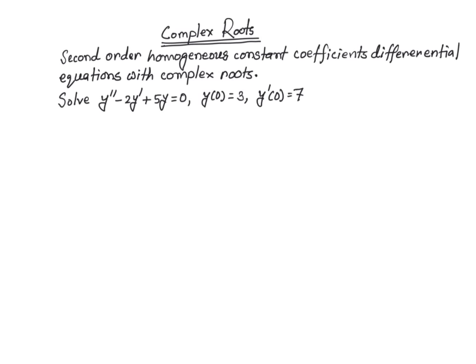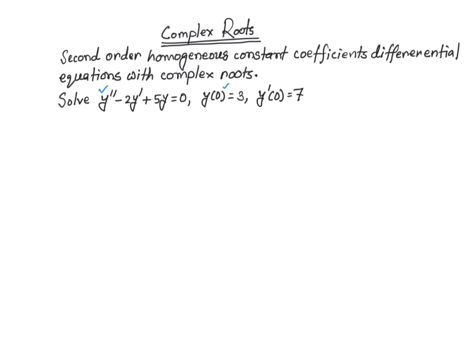In this video, I'm going to solve this second order homogeneous differential equation. It has constant coefficients and it also has the initial conditions or given conditions. So the equation is this, and the initial condition is y of 0 is equal to 3 and y prime of 0 is equal to 7. And just to let you know, the characteristic equation will have roots which are complex.